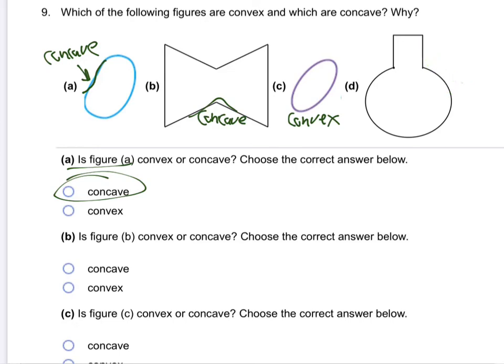I didn't do that very neatly. So you go from here to here, right? And that's concave. Caves in just a little bit.